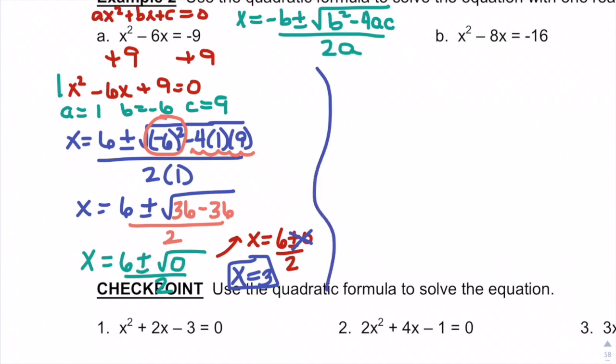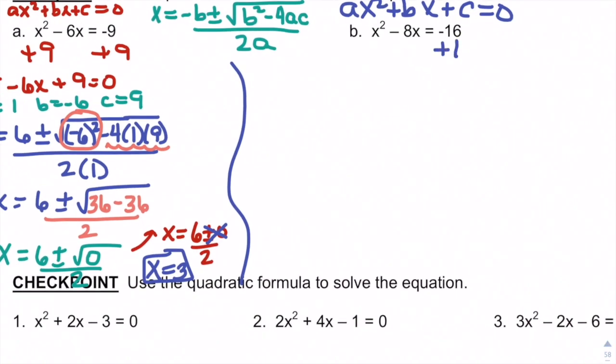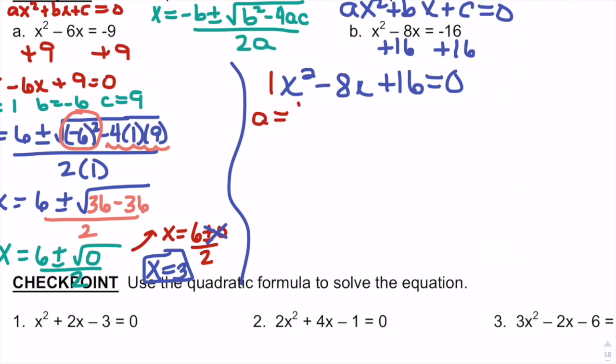So same thing, starting out, I need this to say ax squared plus bx plus c equals 0. It says equals negative 16 right now. So we're going to add 16. Writing it in the proper order, ax squared plus bx plus c equals 0. 16 minus 16 is 0. All right, thinking about what these numbers represent here. There's a 1 in front, so a is 1, b is negative 8, and c is 16.